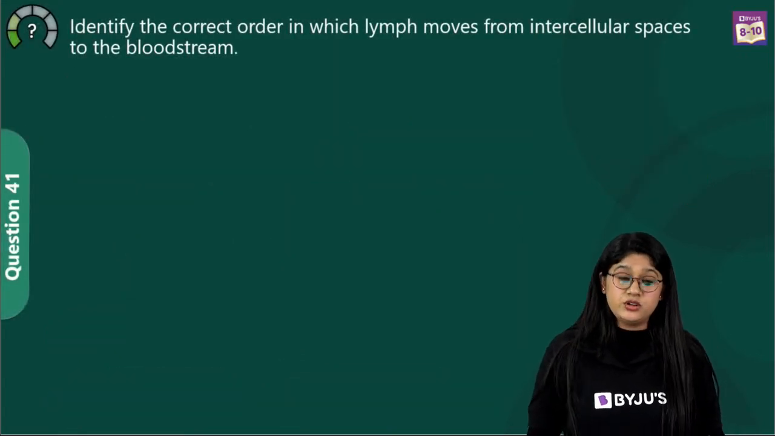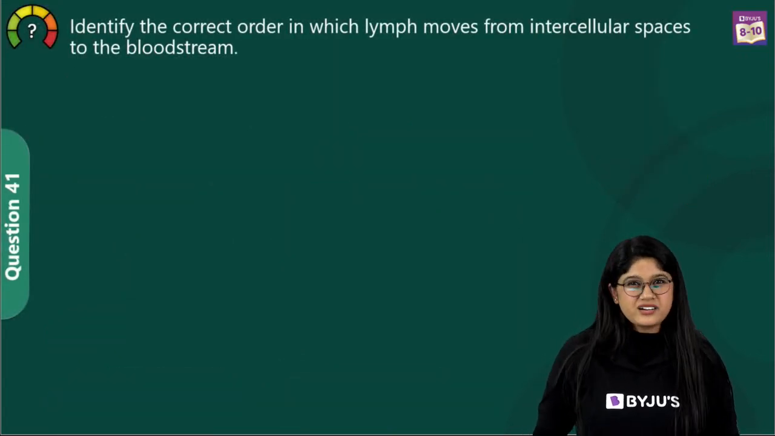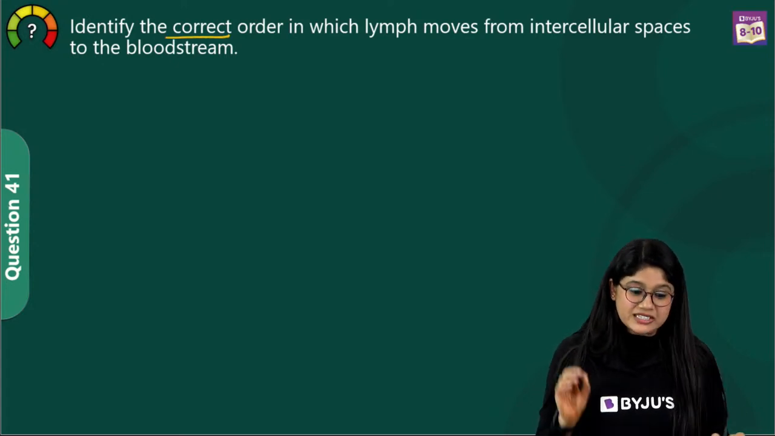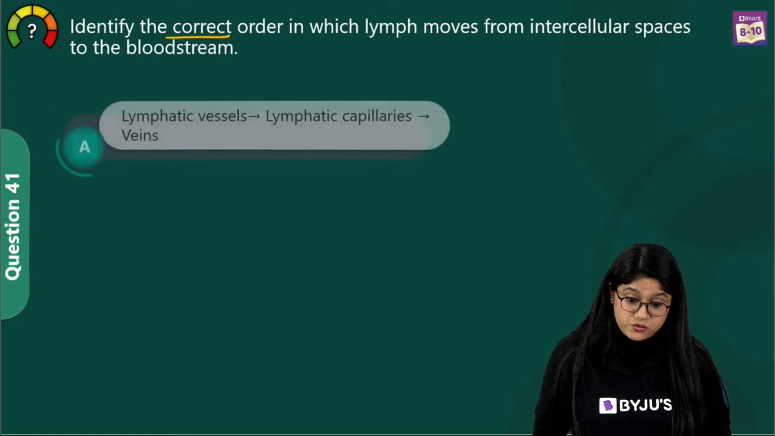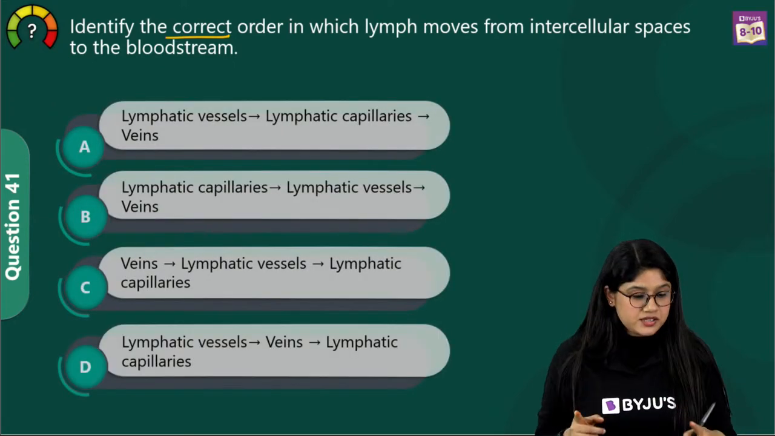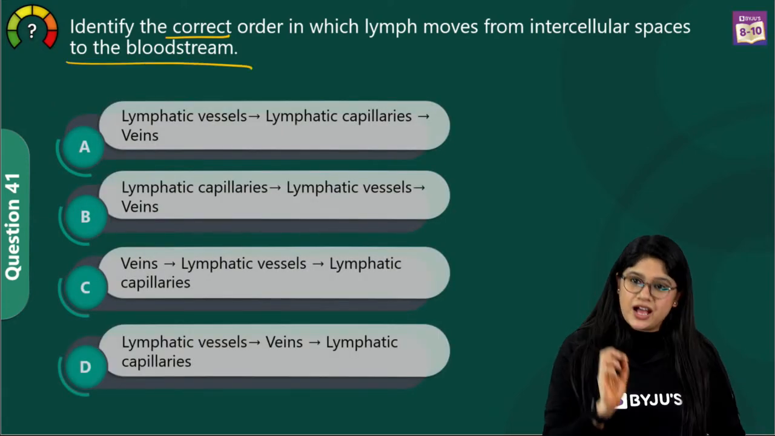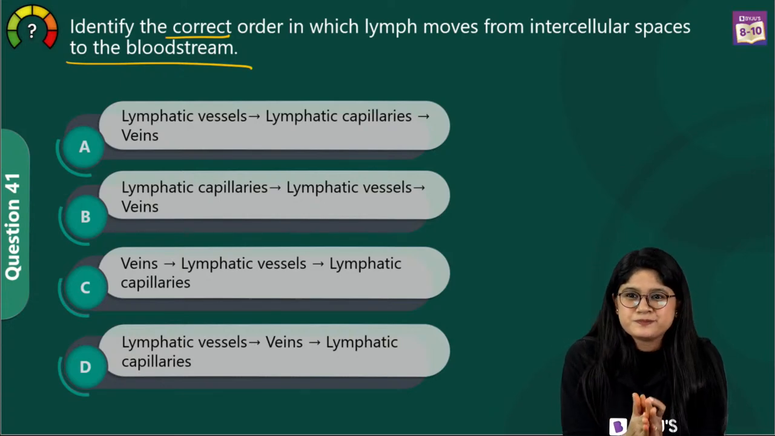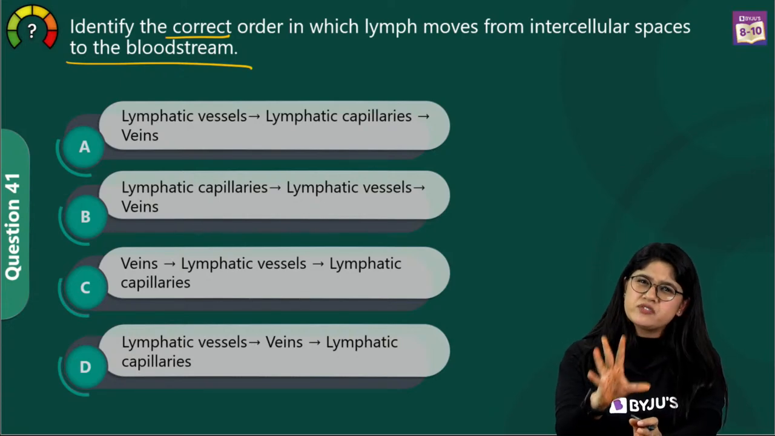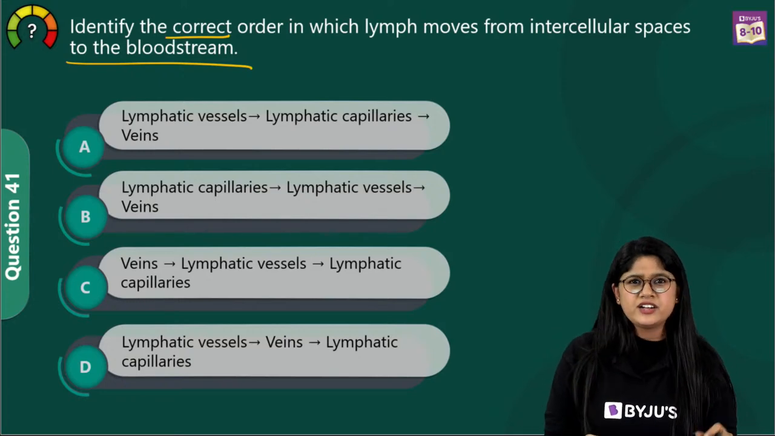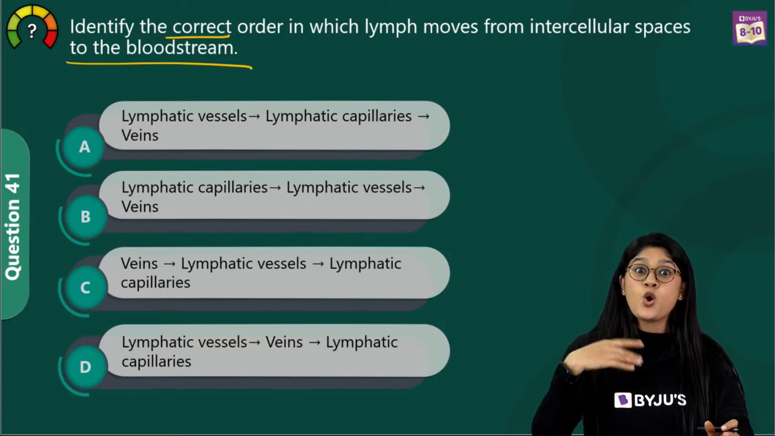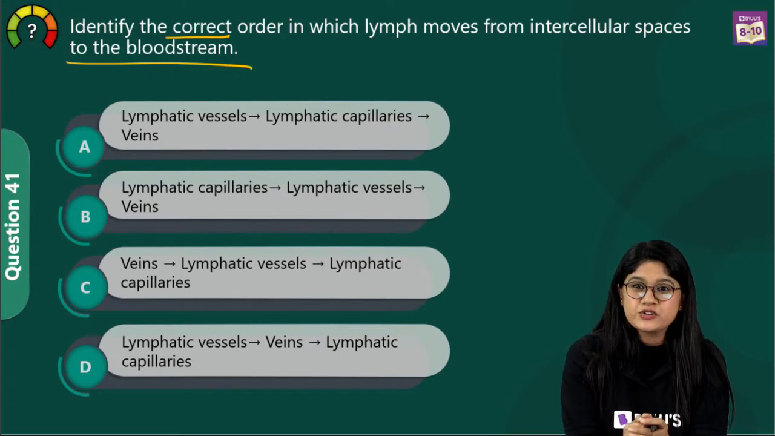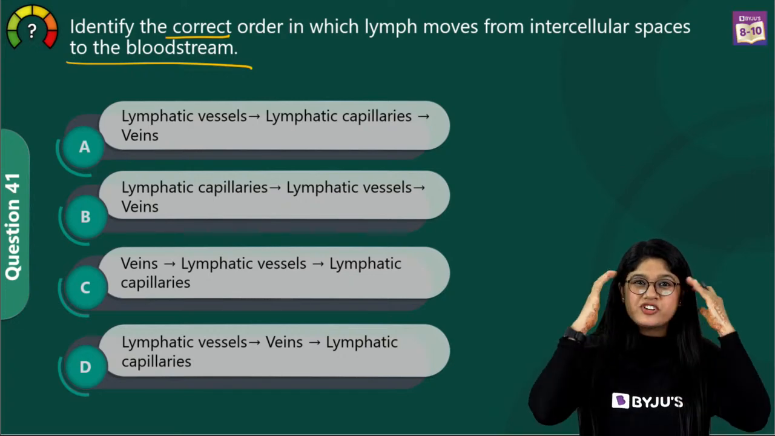Now, again, if you look at this question, the difficulty level is really very high. But we'll make it easy, right? So we have to identify the correct order in which lymph moves from the intercellular spaces to the bloodstream. Now, tell me honestly, how many of you know what lymph is? This is the one question which actually tricks all of us. It usually comes for one mark, just the definition of lymph. What is lymph? What is the first thing that comes to your mind?